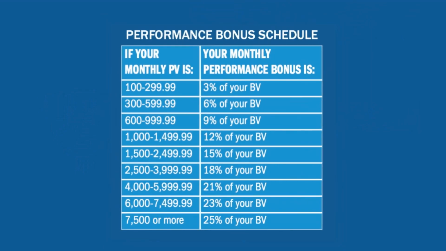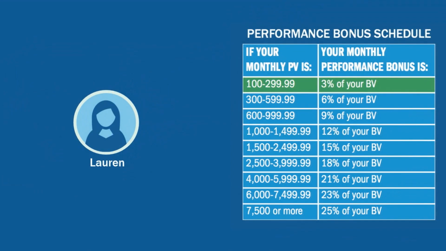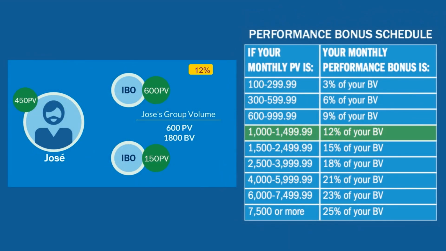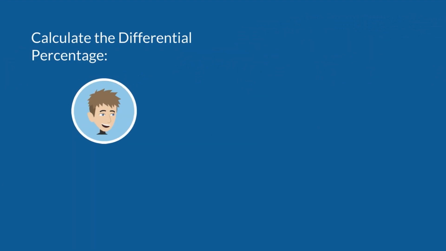Step 2. Locate Group PV on the Performance Bonus Schedule. Jim with 1,200 Group PV is at 12%. Step 3. Identify the percentage bracket for each frontline IBO. Lauren with 150 PV is at 3%. Jose with 600 Group PV is at 9%. Step 4. Calculate Jim's differential percentage.